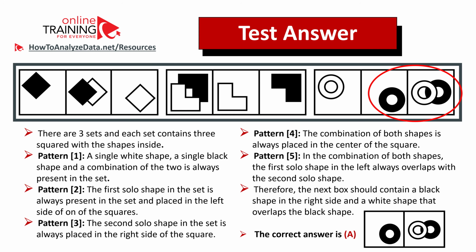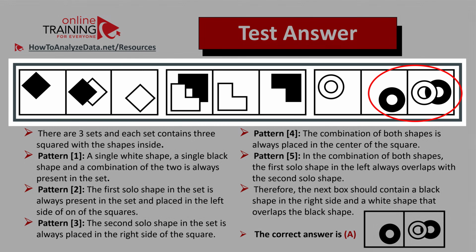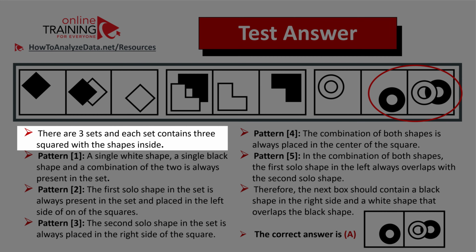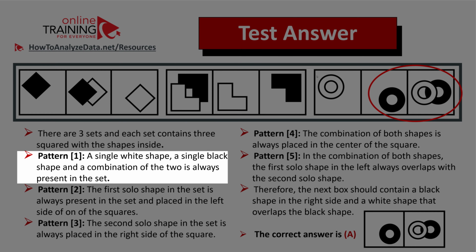And there are multiple different patterns, in fact 5 different patterns present in this question. Let's look at each one of the patterns. First of all, let's look at the sets. We have 3 sets, and each set contains 3 squares with shapes inside. And there are 5 different patterns. So let's look at the first pattern. The first pattern is the fact that a single white shape, a single black shape, and a combination of 2 is always present in a set.